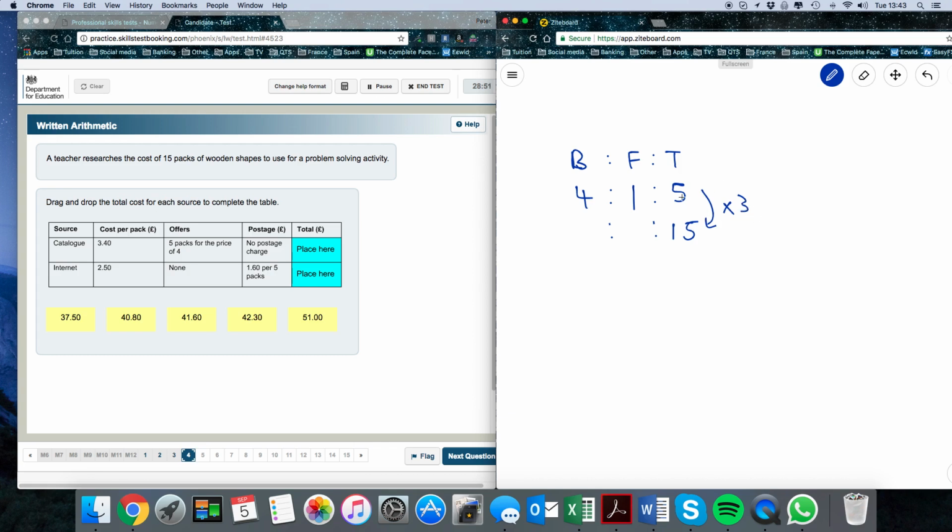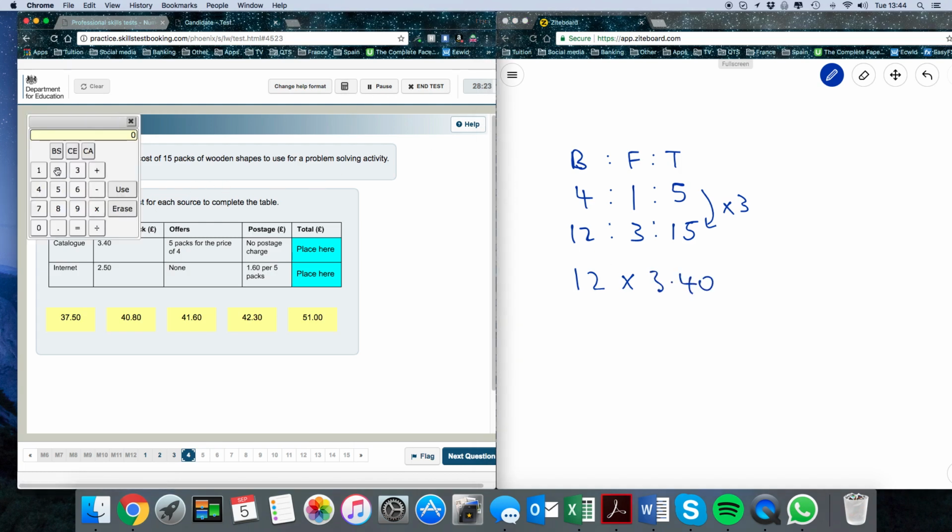Okay, 15 divided by 5 is 3, so we multiply all of these other numbers by 3. So what we're going to do is we're going to pay for 12 packs of wooden shapes, we're going to get 3 free, that will give us our 15 that we need. Notice I hadn't even looked at the price of these objects or packs or whatever they are. Didn't need to. You've got to sort out that you need 12. So we're going to do 12 times £3.40, and of course we'll do that on the calculator. So 12 packs of wooden shapes at £3.40 each. Okay, it's £40.80. So I dragged that one in there. No postage in this one, so we're finished.